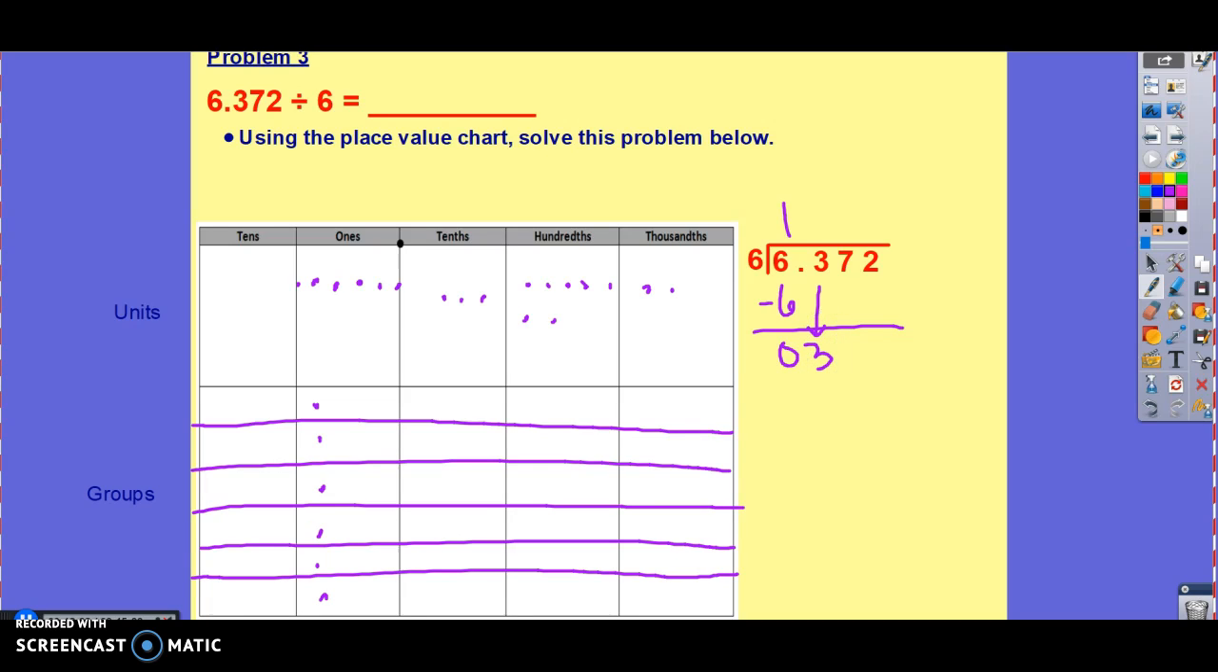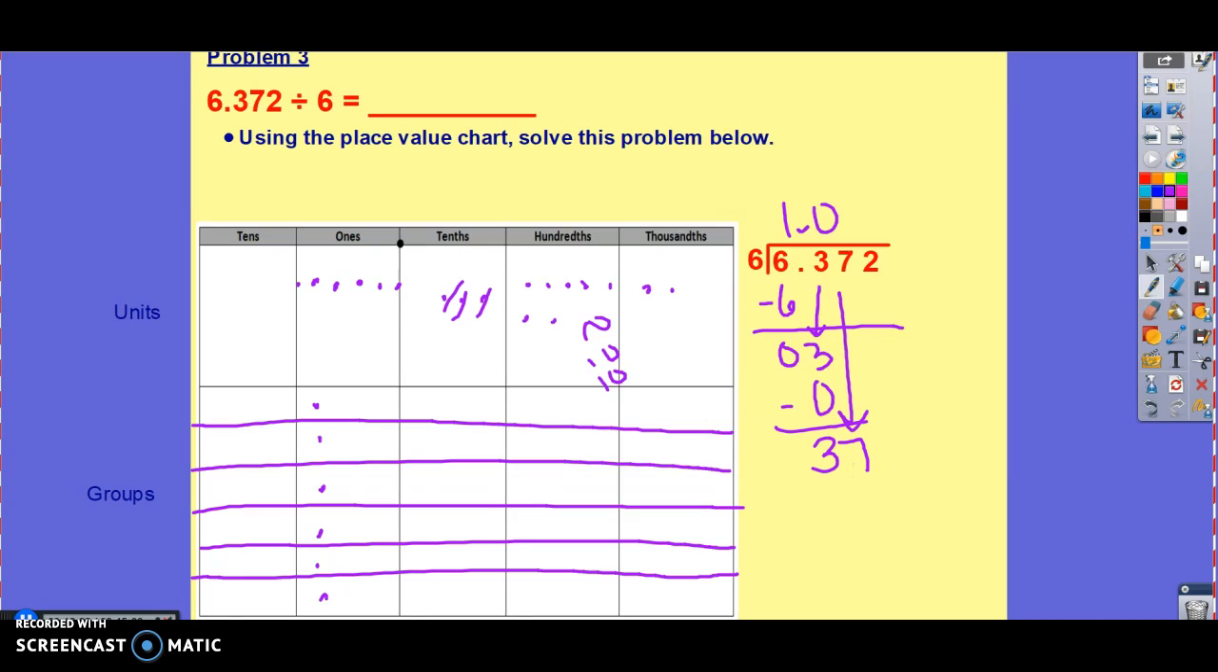How are we going to divide 3 into these groups? Just like in standard division, if you're unable to divide in, you put a 0. So we're going to have no groups, and all 3 of these tenths are going to join the hundredths place. 0 times 6 is 0. Subtract, and bring down. We now have 37 hundredths.